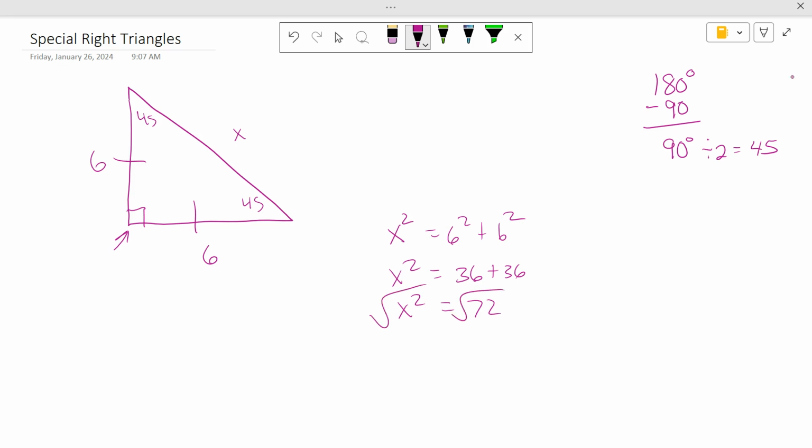Take the square root. What's a perfect square that goes into 72? Well, it's kind of right in front of you on the board. 36. How many times? 2. So x equals 6 square root of 2.